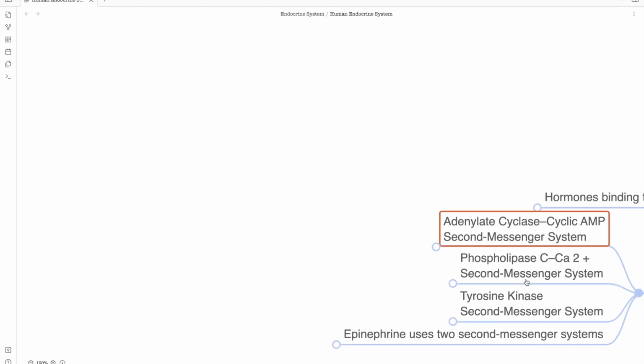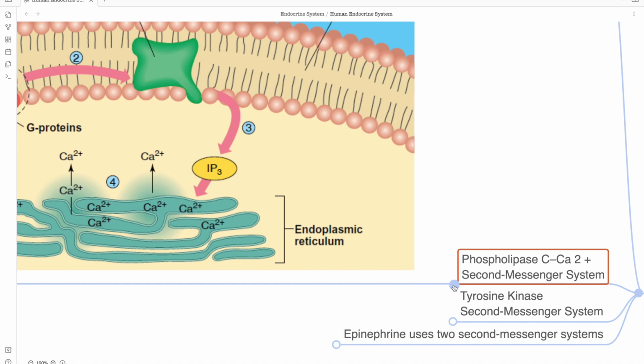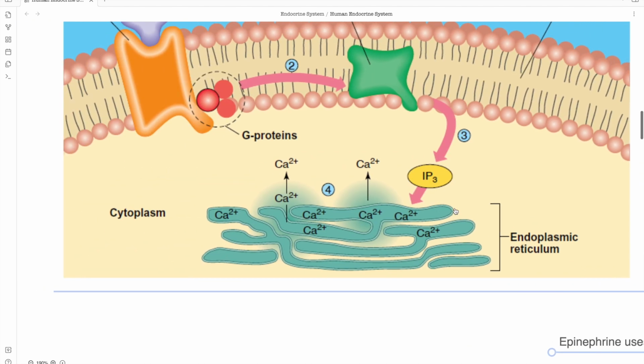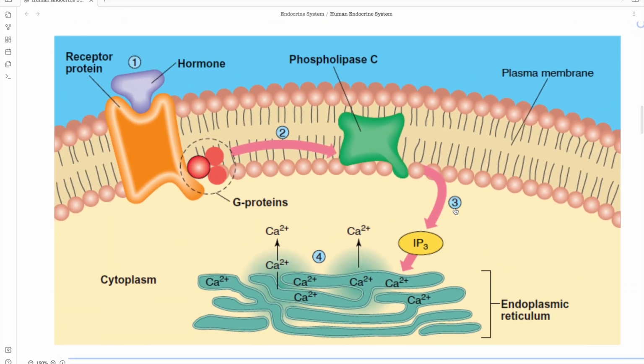the phospholipase C calcium secondary messenger system. Let's see, the overall or basic structures are the same. We have a receptor, we have a hormone, and the hormone-receptor complex are bound together. So we have a trimeric G protein, and now the G alpha subunit is released and activated. When this G alpha subunit is released and activated, it will come and bind with the phospholipase C.